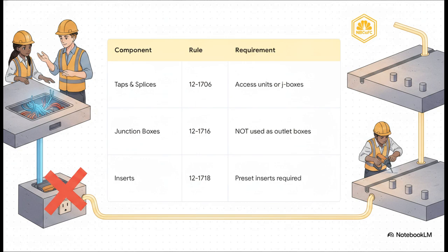Okay, let's break down the specific rules for your fittings here. According to Rule 12-1706, you can only make taps and splices in header access units or junction boxes, meaning you cannot splice right in the middle of a pipe run. Makes sense, right? But hey, listen up, because here comes an absolute Red Seal trap. Rule 12-1716 plainly states that junction boxes shall not be used as outlet boxes. If an exam question asks if you can mount a receptacle directly into that floor junction box, the answer is a hard, immediate no.